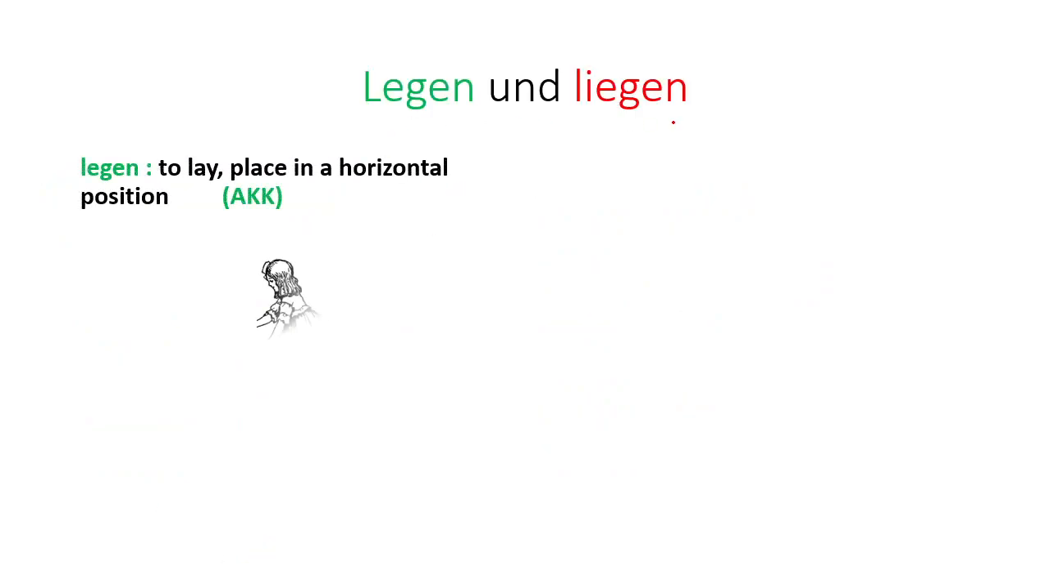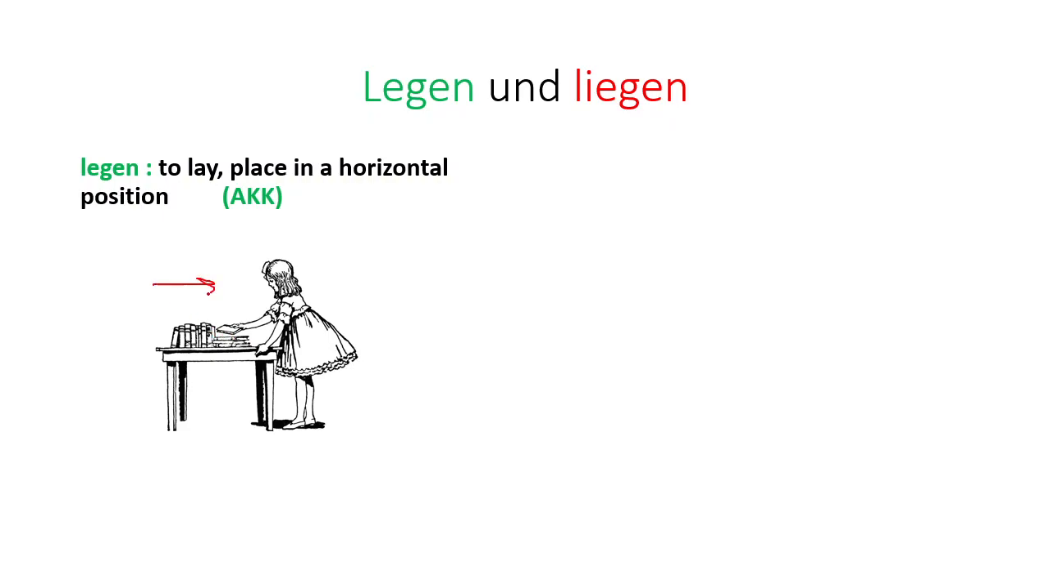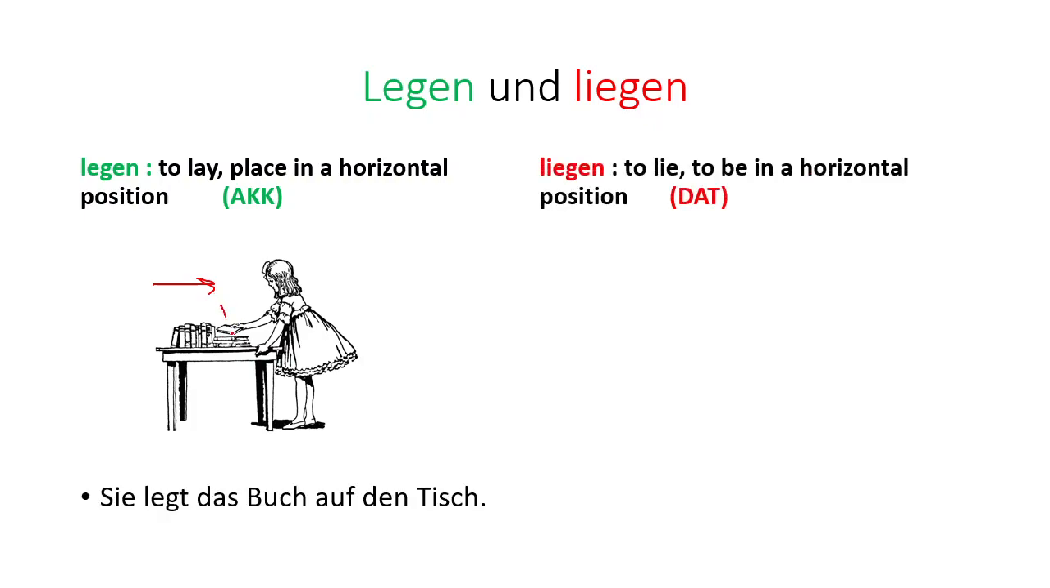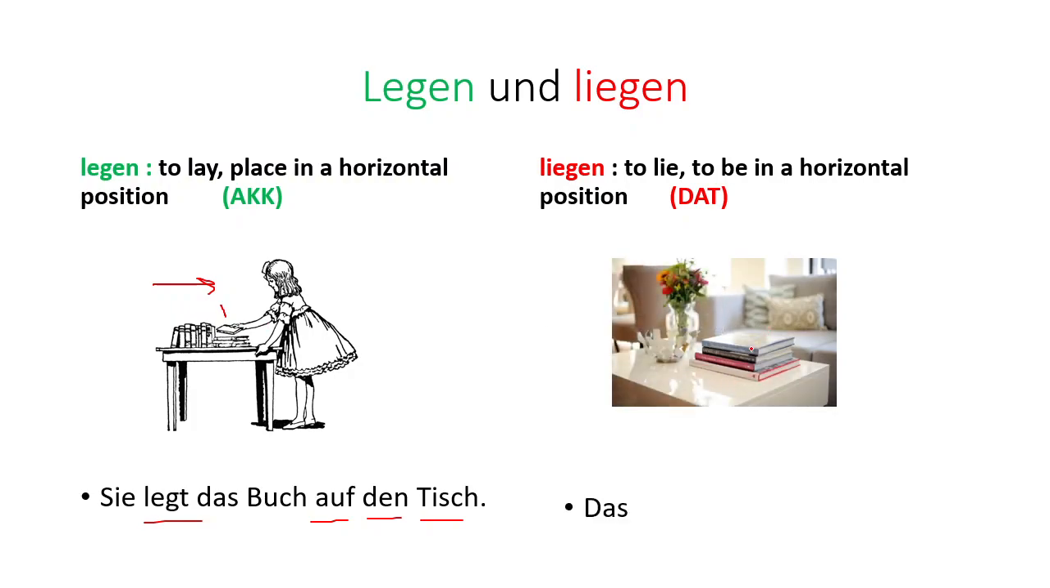Legen and liegen. Legen means to lay. When she is putting the book in this position: Sie legt das Buch auf den Tisch. She puts the book on the table. We have the two-way preposition auf, and we use accusative because there is movement, we are putting. If I say the book is on the table, Das Buch liegt auf dem Tisch, then it's dative. Why? Because there is no movement.